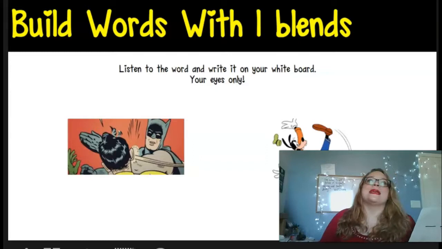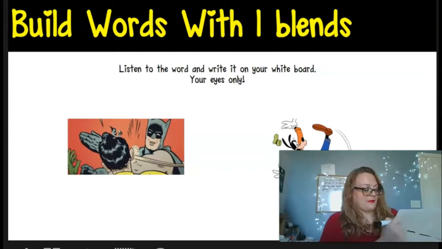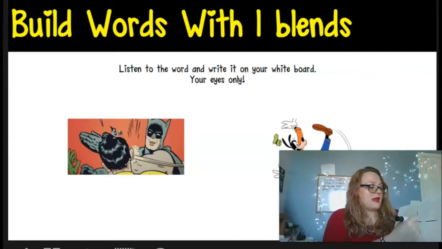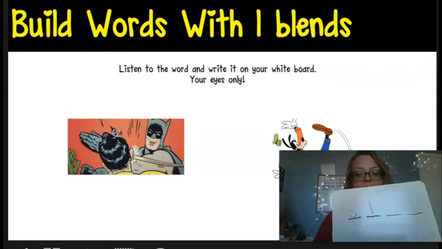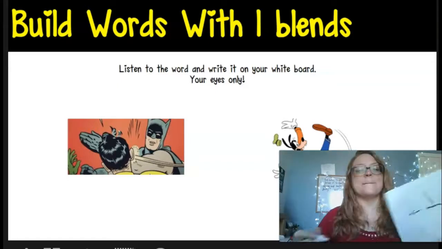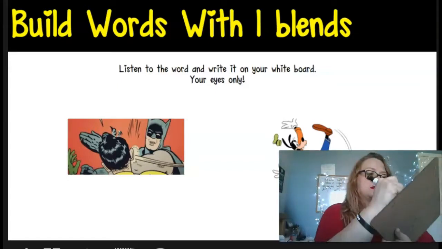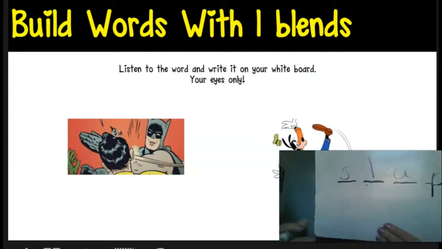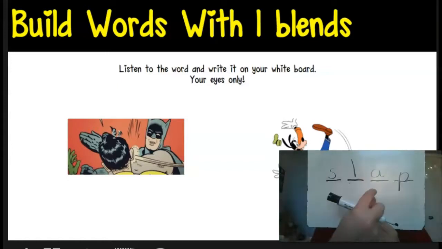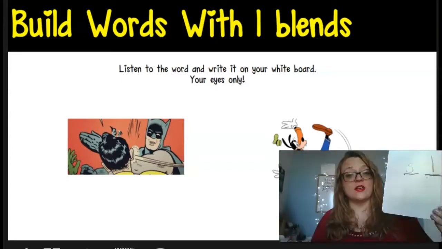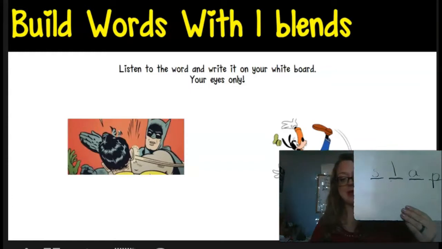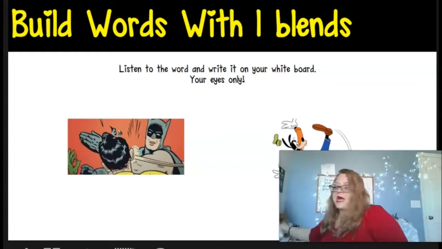S. What letter makes the S sound? S. L. Remember what our blend is. Sl. L. A. P. Well, that was kind of hard to see. So this is what your board should look like. I had 4 sounds. I have 4 letters, one for each of those sounds, and now I have the word slap. Okay, so let's erase that.